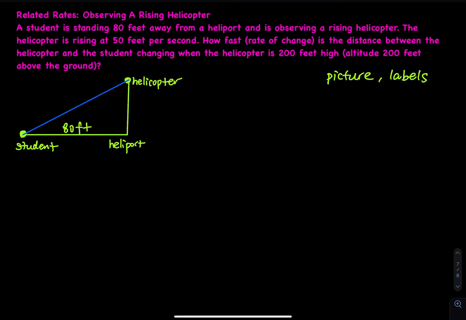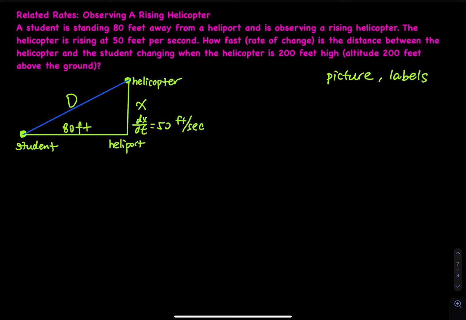The helicopter is rising at 50 feet per second. So let's call this altitude, the height, x, and then the distance, I will just call that d. Let's make the d smaller because I have some other things to write. And then the altitude is x, and they are saying that the helicopter is rising at 50 feet per second. So that means dx/dt equals 50 feet per second. Is that positive or negative? That is positive because the distance between the heliport and the helicopter is increasing.